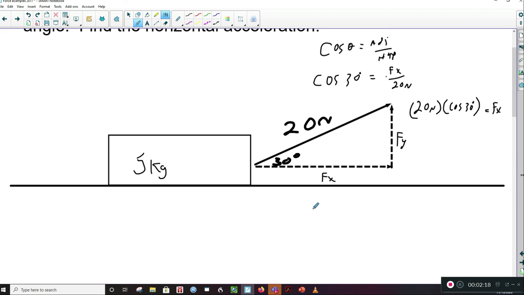And then what I need to do is just solve for fx. We're looking at 17 something, looks like. Find out. Fx is equal to 20 times cosine 30. I think it's going to be about 18-ish. I'm not sure. Oh, 17.32. Off a little bit.